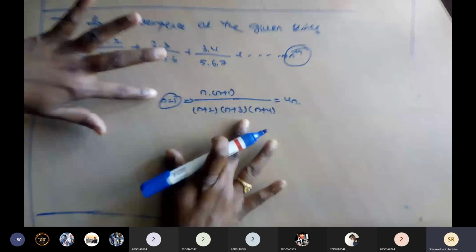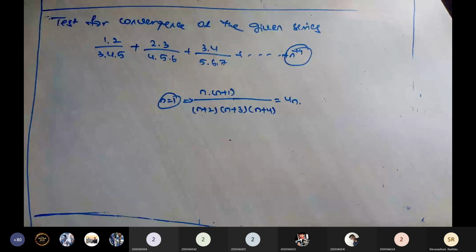Now which is the general form of the given terms? This is the nth term. Is it clear? Doubts? No doubts, ma'am. Clear. Okay.